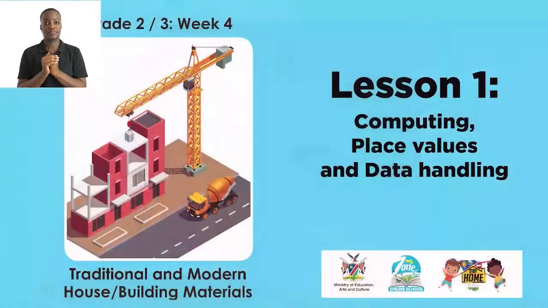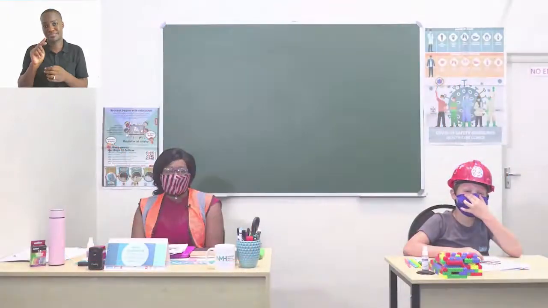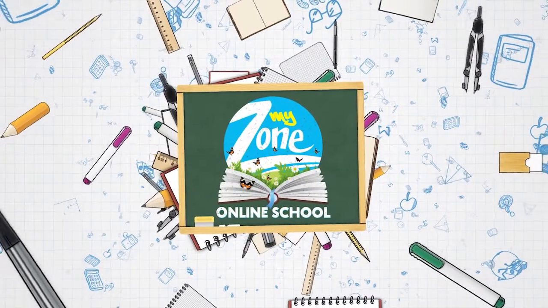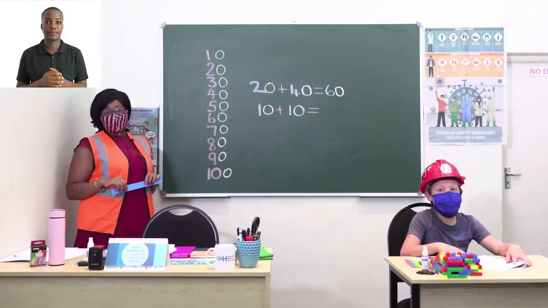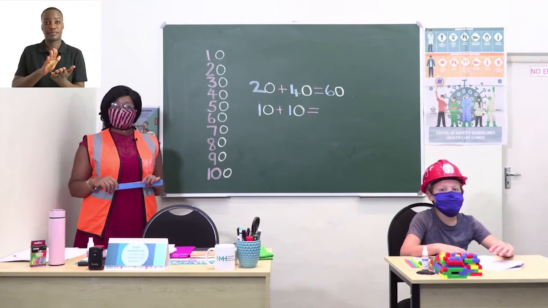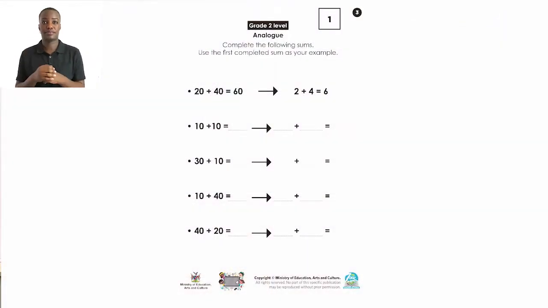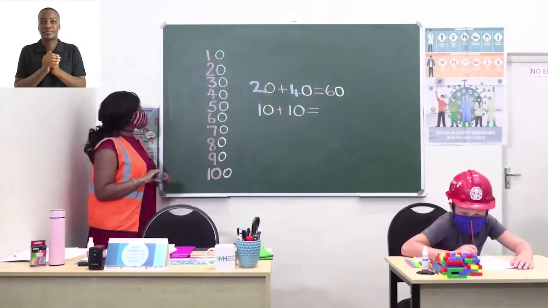Well done. For our first lesson, we're going to be talking about computing, place values, and data handling. Let's turn our page to page 3. Now, before we start page 3, we can see that there's a lot we need to talk about. Let's look at the board.